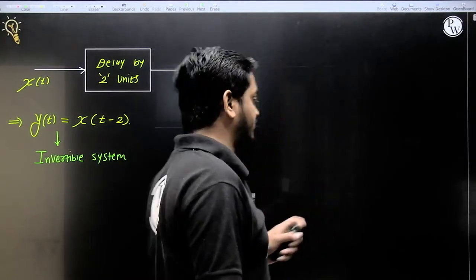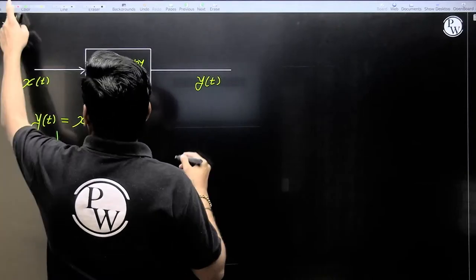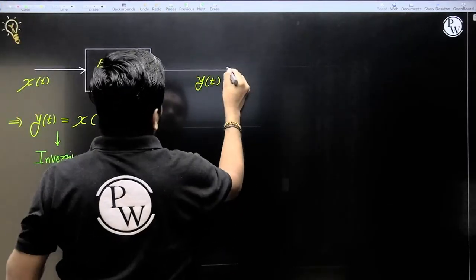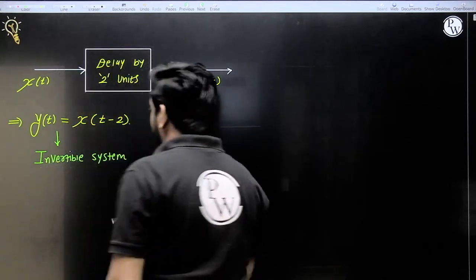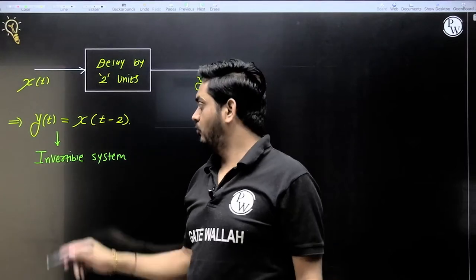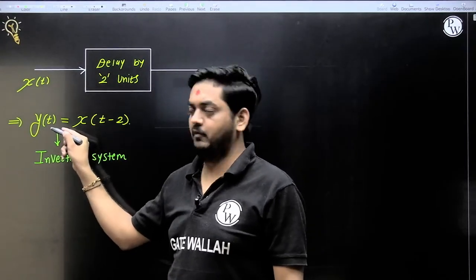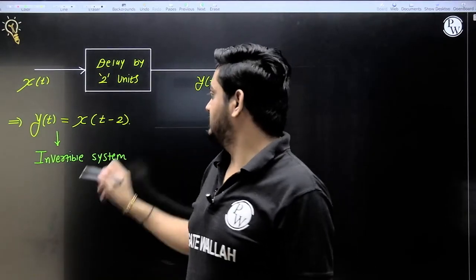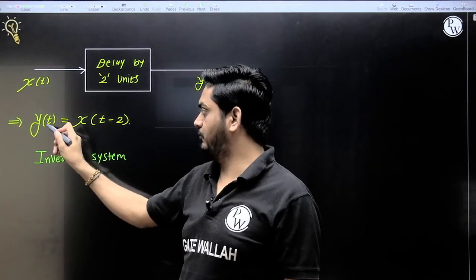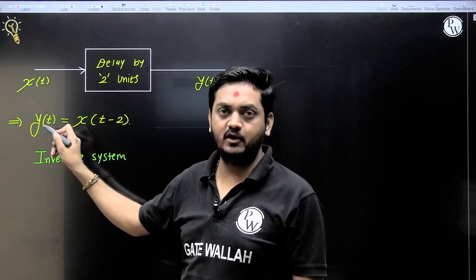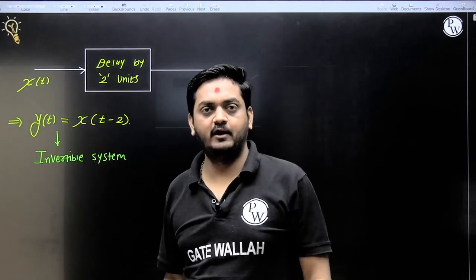Suppose the inverse system exists. How do we get x of t again, guys? See, a right shift by 2 becomes x of t minus 2. Now, what kind of operation do you have to perform on y of t so that it becomes x of t again? The system did a right shift by 2, so if you perform a left shift by 2 on y of t, then you will get x of t again.